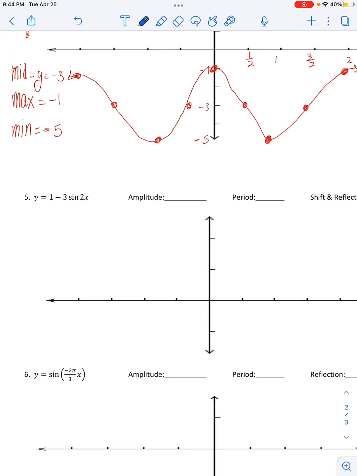All right, so I'm just going to rearrange this one: -3 sine 2x. So now we can clearly see that our amplitude is 3. Remember, it's the absolute value of A. Our period is 2 pi over 2, which is pi.